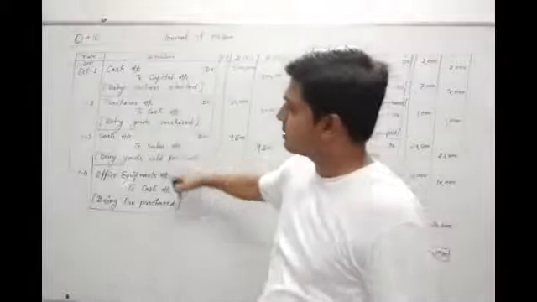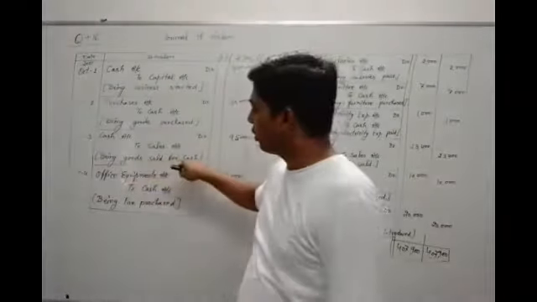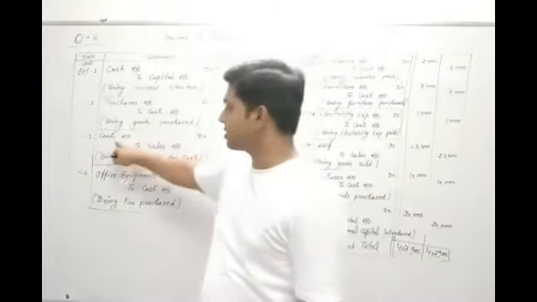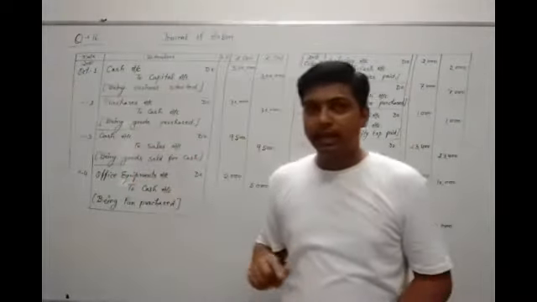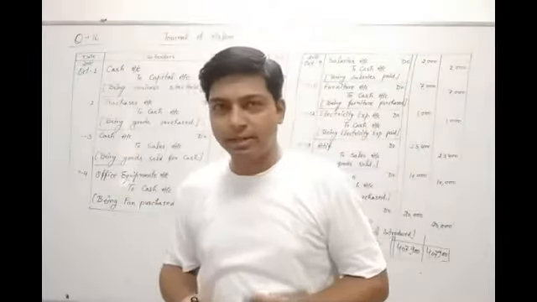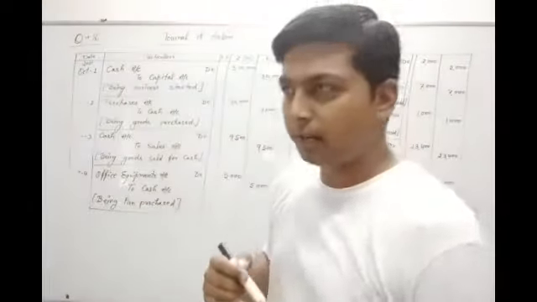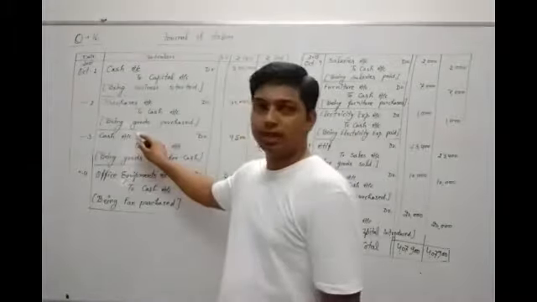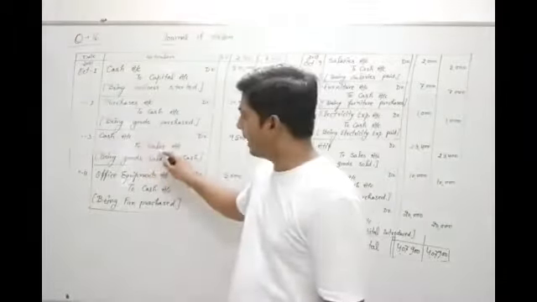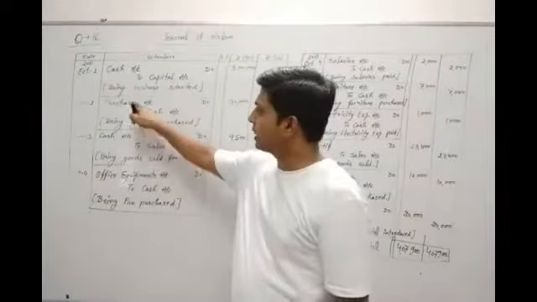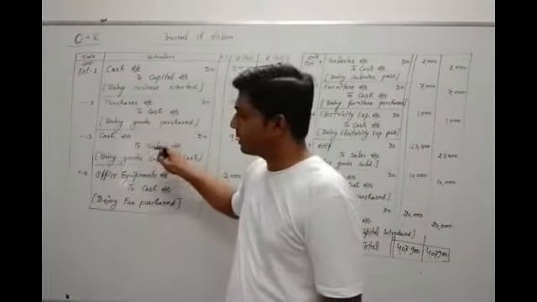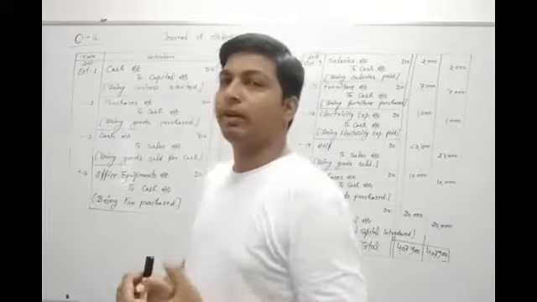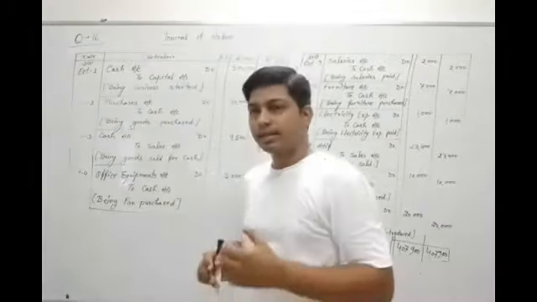Next entry is made for goods sold for cash. In the case of goods sold for cash, the entry would be cash account debit to sales account. Again the cash is debited. What is the reason behind it? Because cash comes in the business, and as per the rule of real account, debit what comes in. So cash is debited and sales is credited. Purchases and sales both represent goods. Whenever goods come, it is called purchases. Whenever goods go, it is called sales.